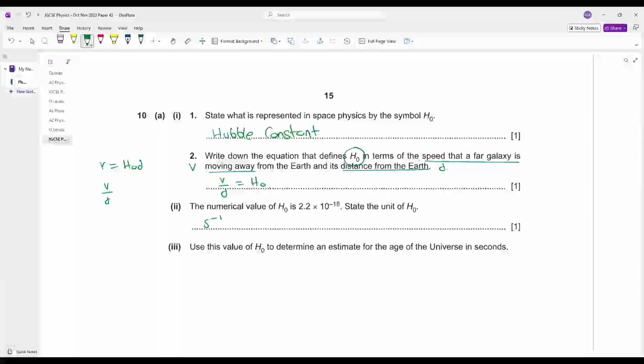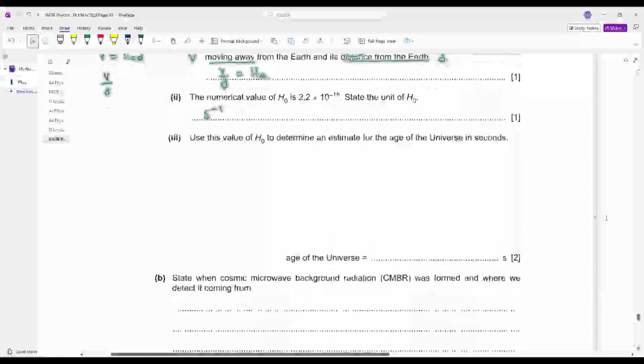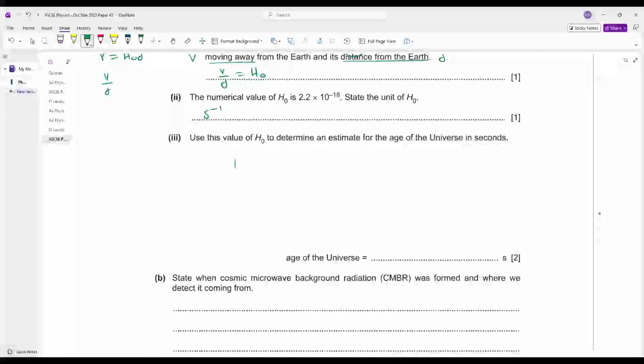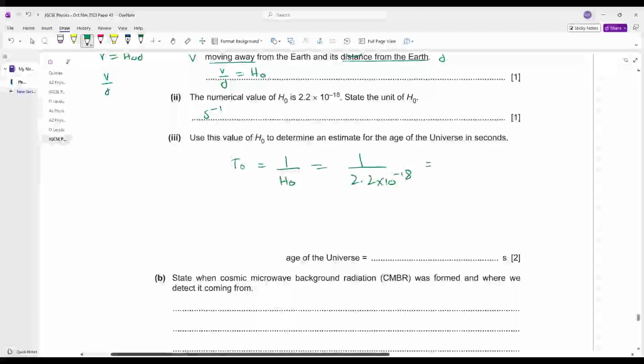Use this value of the Hubble constant to determine the age of the universe. How can we determine the age of the universe? The age of the universe t naught equals 1 over h naught, 1 divided by 2.2 times 10 raised to the power of minus 18. Tell me, what does the age of the universe come out to be? It comes out to be 4.5 times 10 raised to the power of 17 seconds.